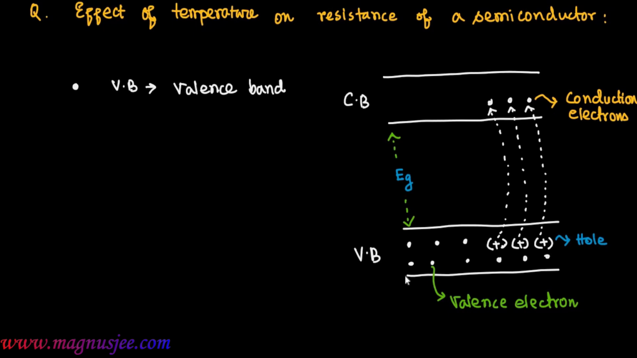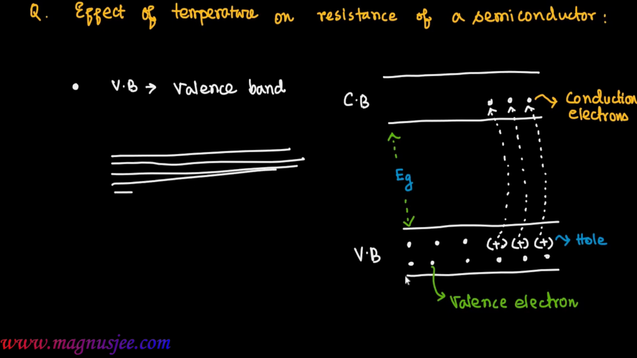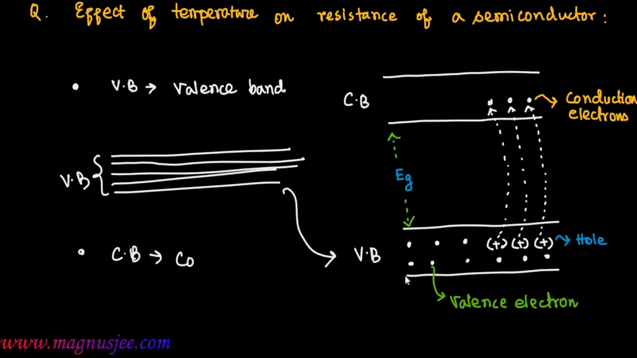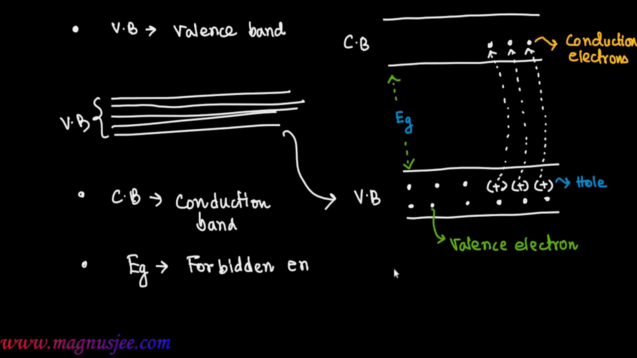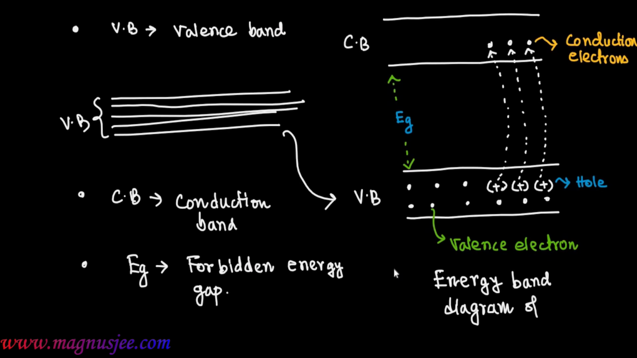VB means valence band, which has low energy, and this is a number of straight lines or energy levels. A branch of energy levels is also known as the conduction band. CB means conduction band. Eg is the forbidden energy gap between the conduction band and valence band. No electrons exist in this gap. That's why it is called the forbidden energy gap.